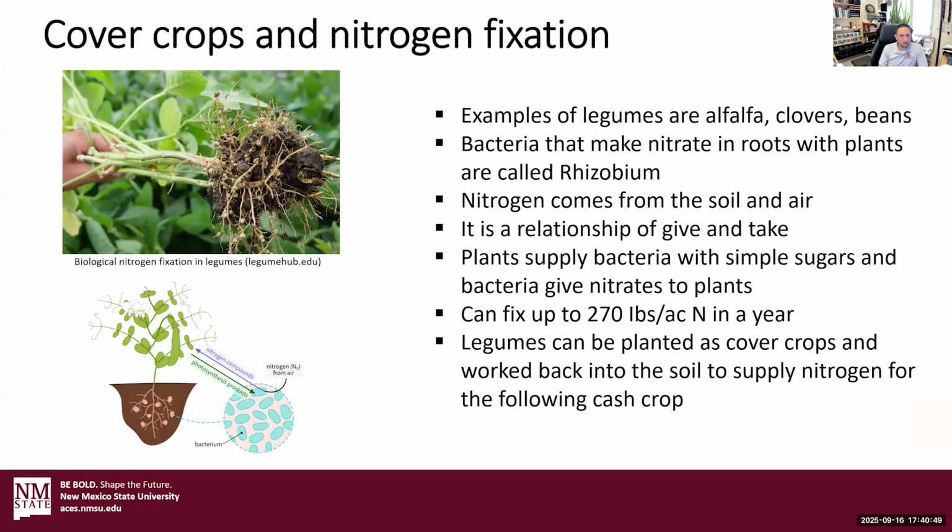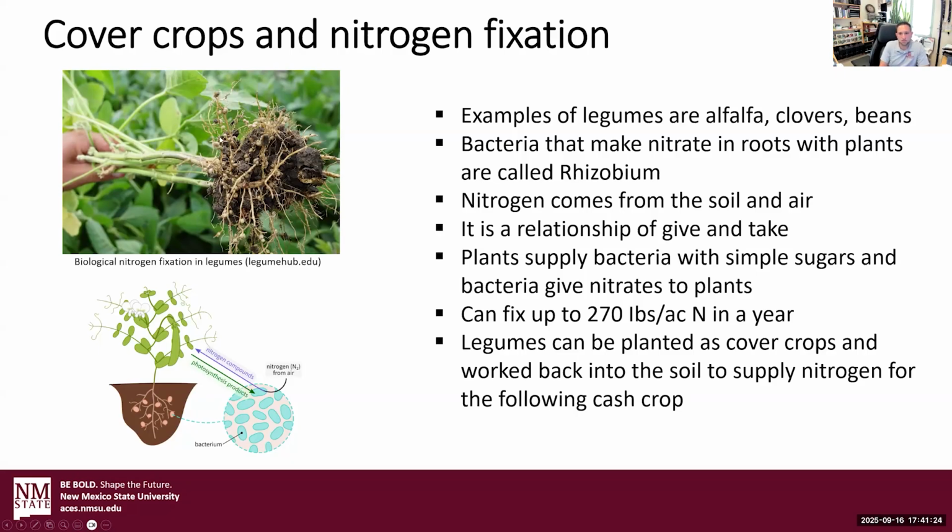Cover crops again can also provide nitrogen through nitrogen fixation. And so good examples of this are your legume family, which are like alfalfa, clovers, or beans, which are sort of the poster child for nitrogen fixation. And so the bacteria that makes the nitrate in the roots with the plants are called rhizobium. And so in this first picture on the top, you can see those little sort of balls on the roots, and those are nodules, what we call, and that's called rhizobium.